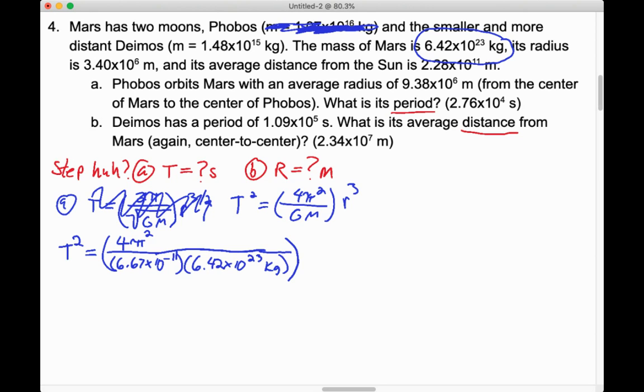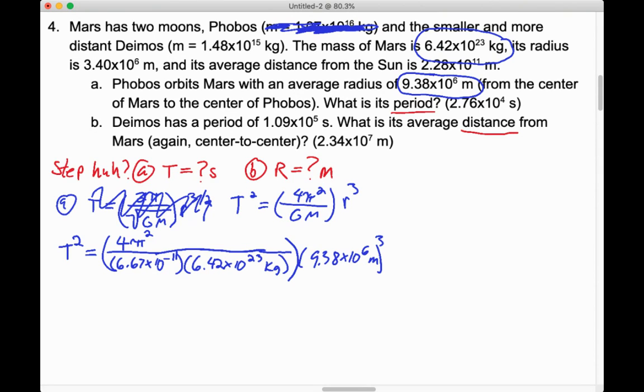Now, what do we use for the radius? Do we use the radius of Phobos? Did I even give you the radius of Phobos? No, I didn't. Do we use the radius of Mars? Do we use the radius of Mars's orbit? No, we don't. What we use is the radius of Phobos's orbit. So this number right here, 9.38 times 10 to the 6th meters cubed. So that's what you want to do.